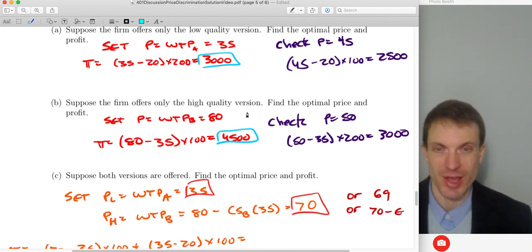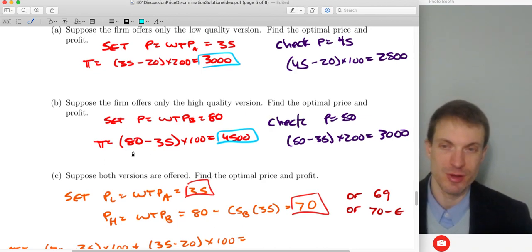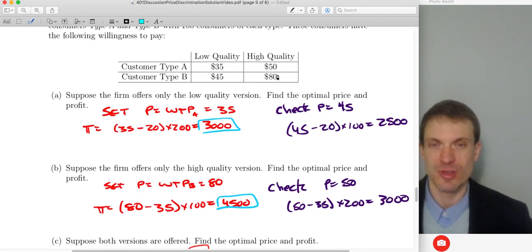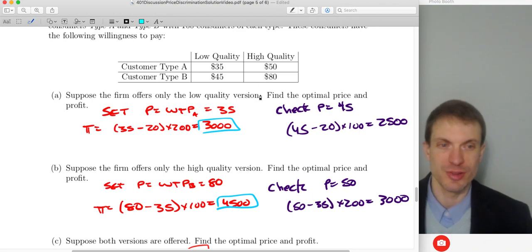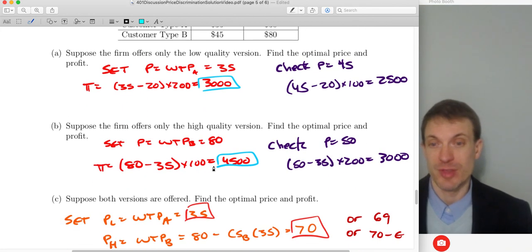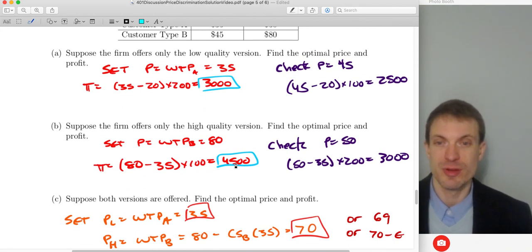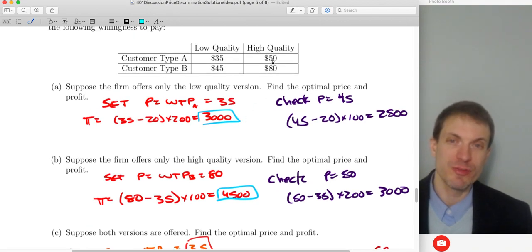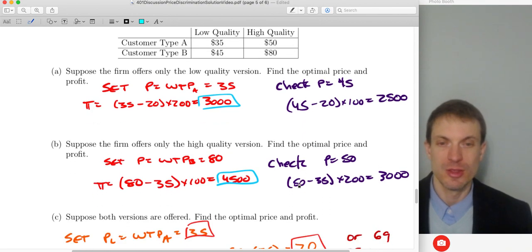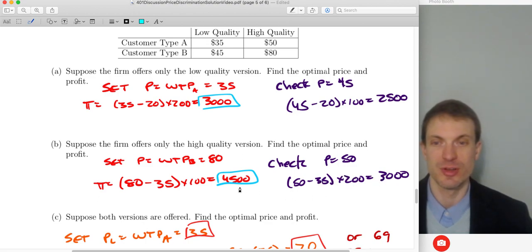Suppose the firm only offers a high quality, check the optimal price and profit. Well, here we want to set price equal to willingness to pay of our type B consumers, up to 80, and only sell to 100 of them. So 80 minus 35 times 100 gives me my 4,500 in profits. We have to at least check, what if I wanted to set the price of the high quality good low enough that both groups buy? So now it'd be 50 minus 35 times 200, because both groups are buying. That's 3,000. Nope, I'd rather just sell at the high price to my type B consumers and ignore my type A consumers.